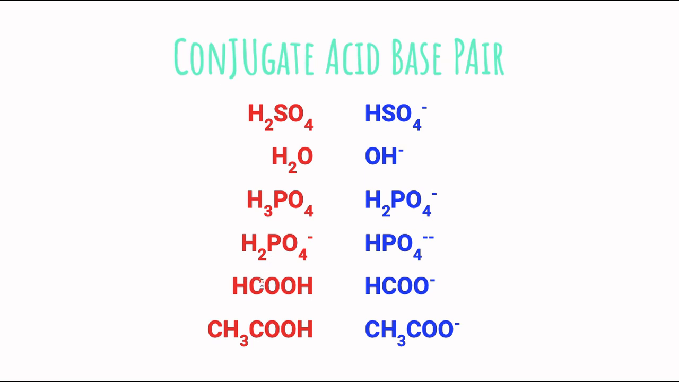Like this, HCOOH by losing a proton gets converted into HCOO minus. So HCOO minus is the conjugate base of HCOOH, formic acid we can say, and HCOOH is the conjugate acid of HCOO minus. Acetic acid, CH3COOH. By losing 1 proton, it gets converted into CH3COO minus. So, what is the conjugate base of CH3COOH? It is CH3COO minus. And the conjugate acid of CH3COO minus is CH3COOH.